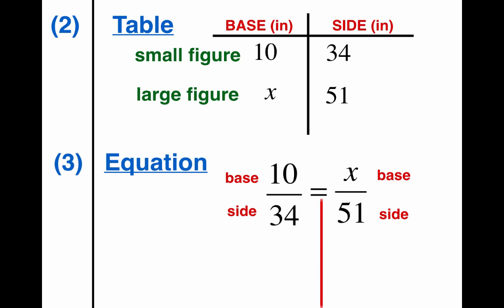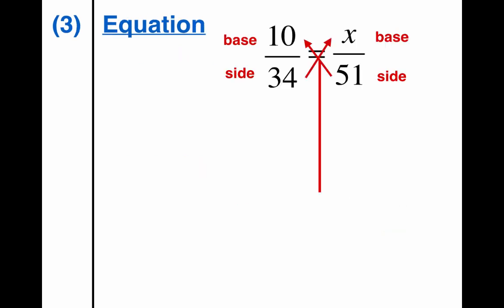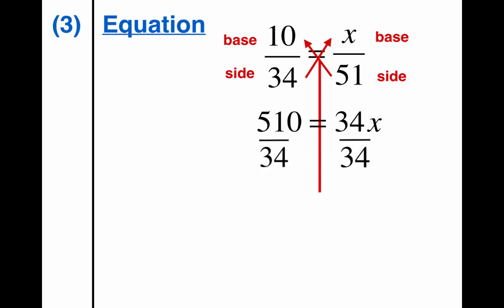We put a line down the middle, we solve for X and get it all by itself. So cross multiply here, do 51 times 10 and 34 times X. That'd be 510 equals 34X. Divide your 34 away, grab a calculator. 510 divided by 34 is 15. So X is equal to 15, and we're going to label that in inches.